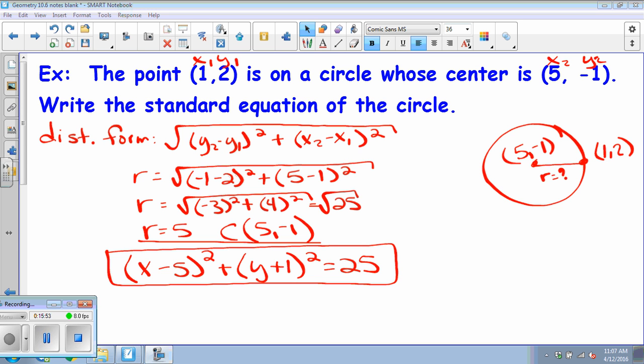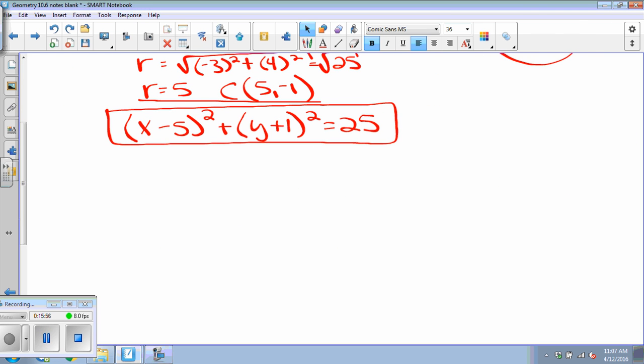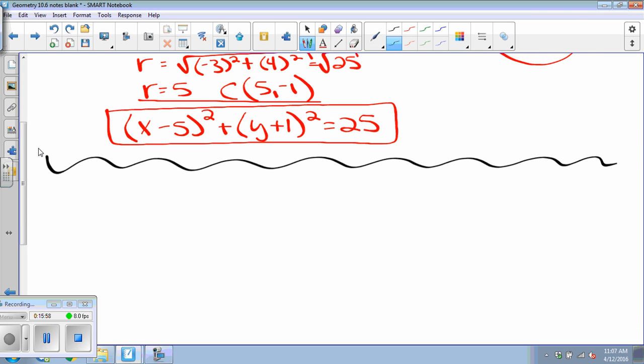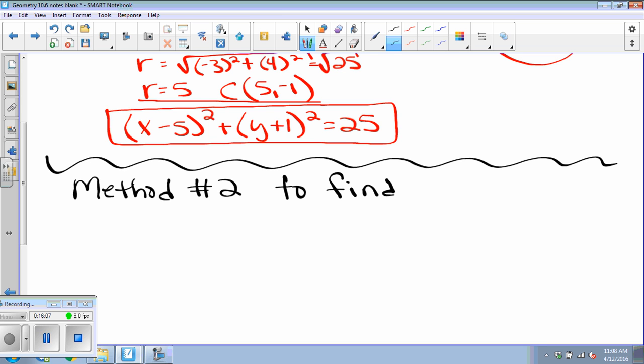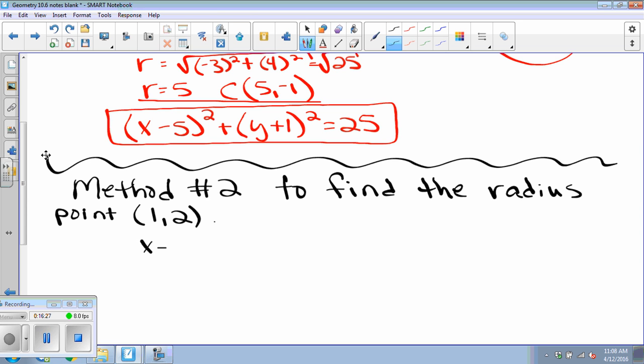So this is our point (1, 2). So this is the point on the circle. So this is method number 2, to find the radius. So our point on the circle was (1, 2), right? Okay. And so take the generic standard form. So that's x minus h squared plus y minus k squared equals r squared.